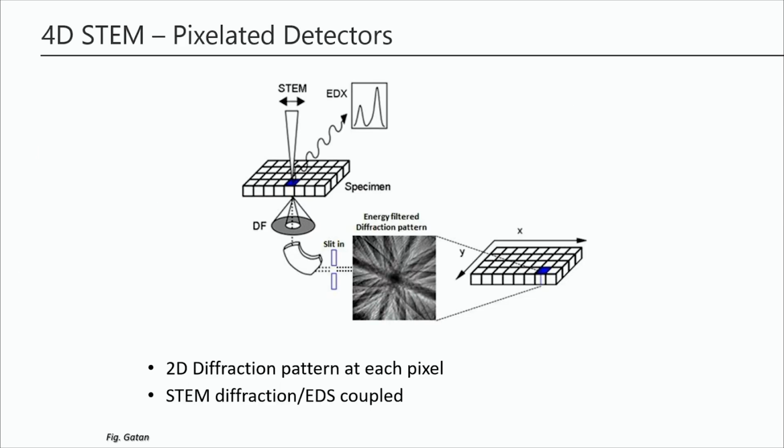A pixelated detector, we can do full four-dimensional STEM. So at each pixel across the pixelated detector, we can get a full diffraction pattern. We can then go back in post-processing and analyze that, mask that series of diffraction patterns, do whatever you'd like: pull out a bright field image, pull out a dark field image, or more complex things.